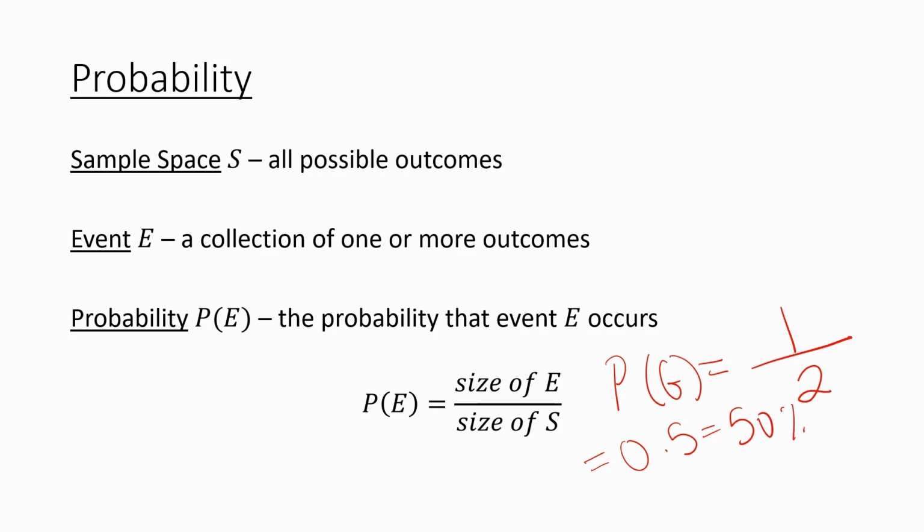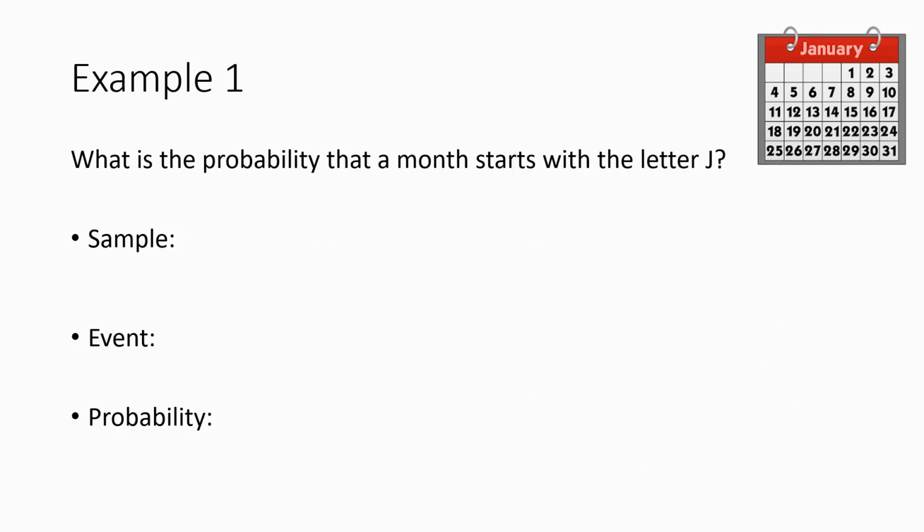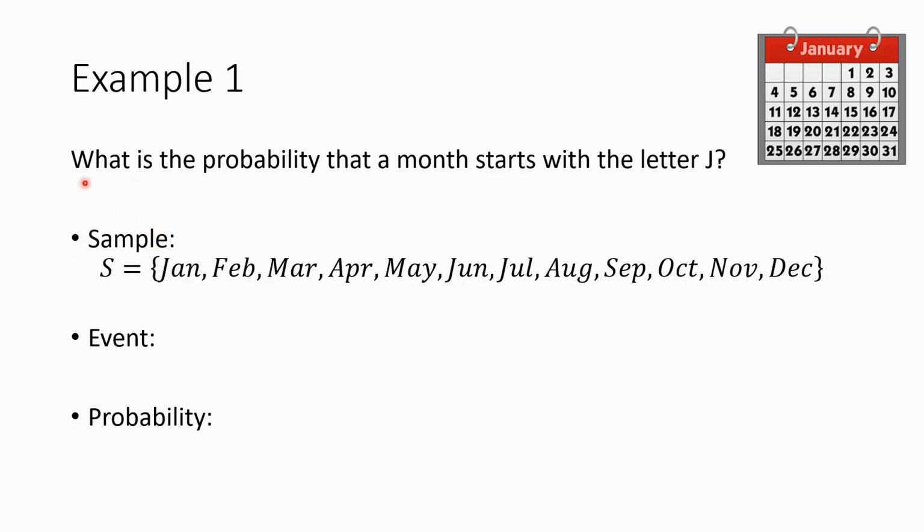Now let's apply these principles to an example. What is the probability that a randomly chosen month starts with the letter J? Well, the first thing we need to do is determine the sample space, right? So the total number of months in a year is 12. So our sample space, which we denote with our S, and we can list out in brackets here, is January, February, March, April, May, June, July, August, September, October, November, and December. That's all of the months that we could possibly have. We have to consider all of the months in this sample.